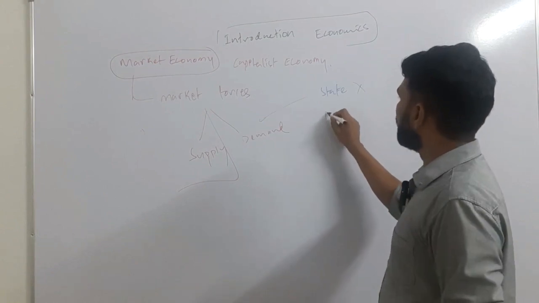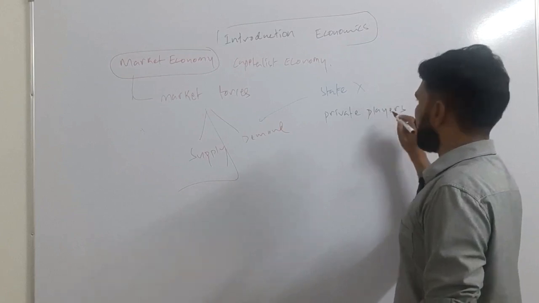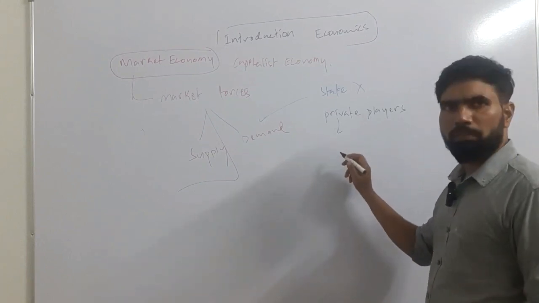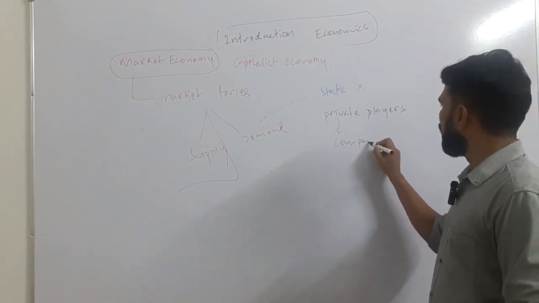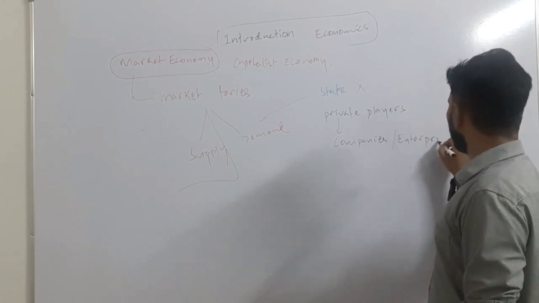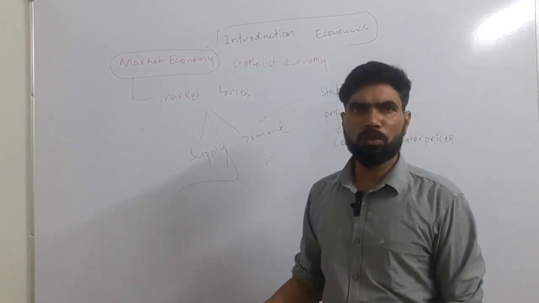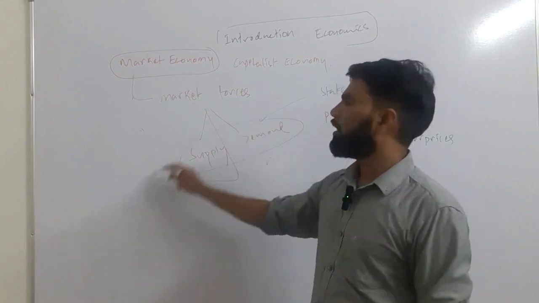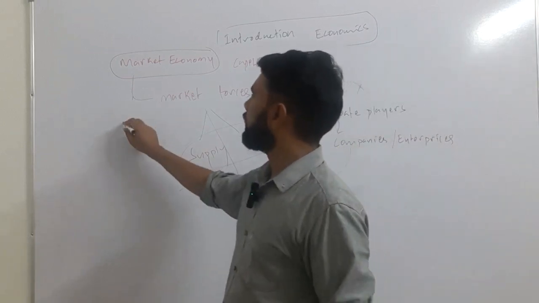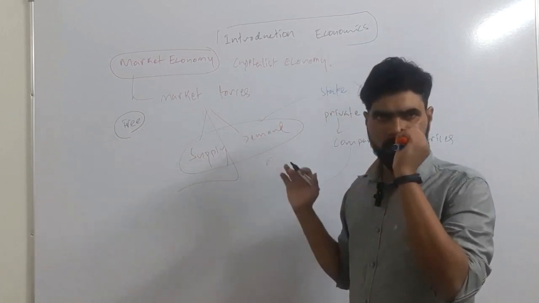Here, private players will play an important role. Private players means the entrepreneurs. They will establish their companies, or a more appropriate word, their enterprises, and these enterprises will be producing, distributing and making people consume the goods and services in accordance with the market forces. So it is also called a free economy, because nothing is controlled by the state, everything is free.